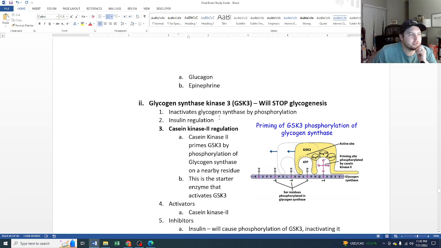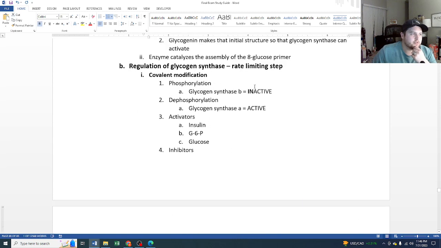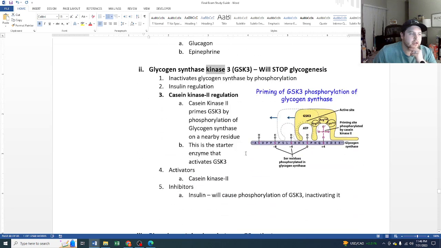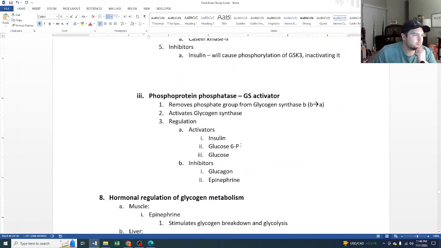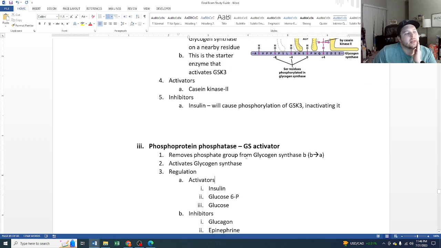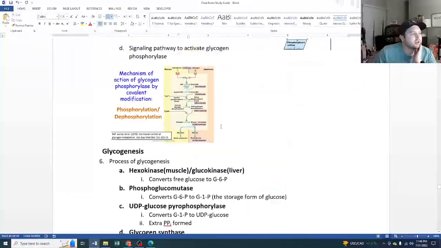Glycogen synthase kinase 3 is going to stop glycogenesis. So the kinase does phosphorylation, and phosphorylation inactivates it. And then our phosphoprotein phosphatase is going to remove that phosphorylation in order to activate that enzyme. Okay.